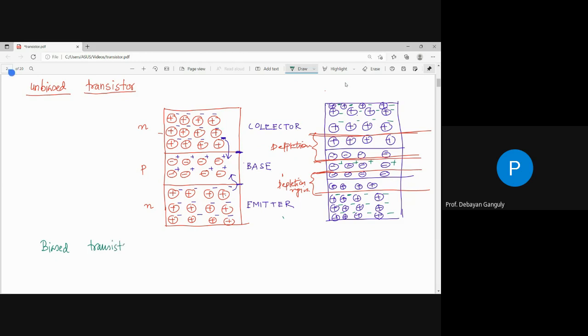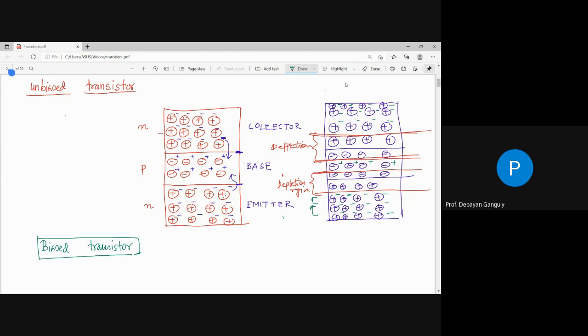Biased transistor means nothing but applying the voltage. So now you have to apply your common sense. The emitter junction will emit the electron, and the collector will collect the electron which is emitted by the emitter junction, and depending on that you have to apply the voltage.